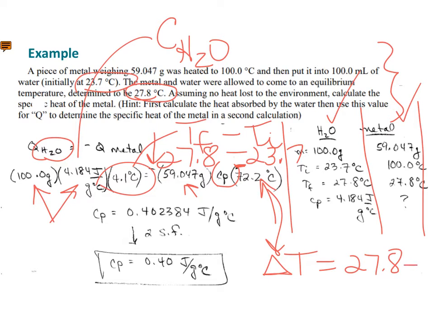The initial temperature for the metal is 100. Okay, and so the delta T for the metal is minus 72.2, and now both of the minuses on this side will cancel out, right? Specific heat capacity is always a positive value. Okay, so that's a type of problem.